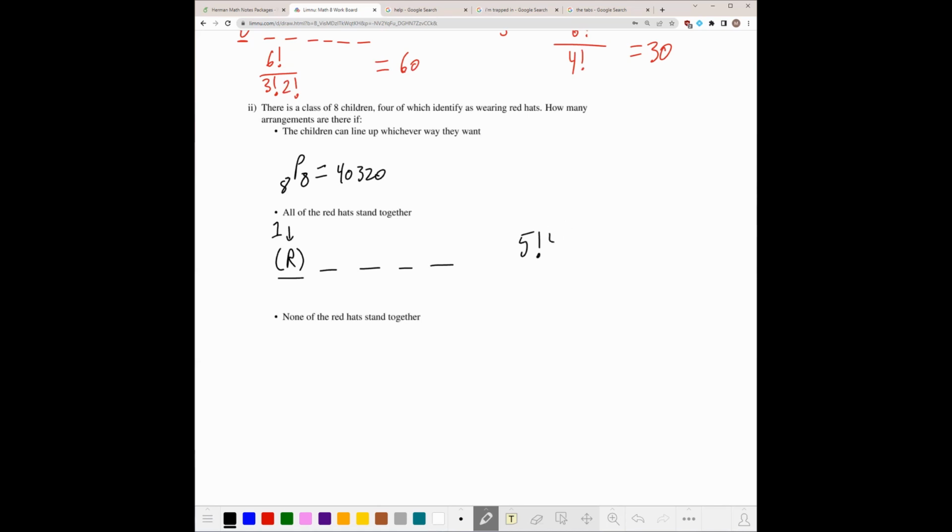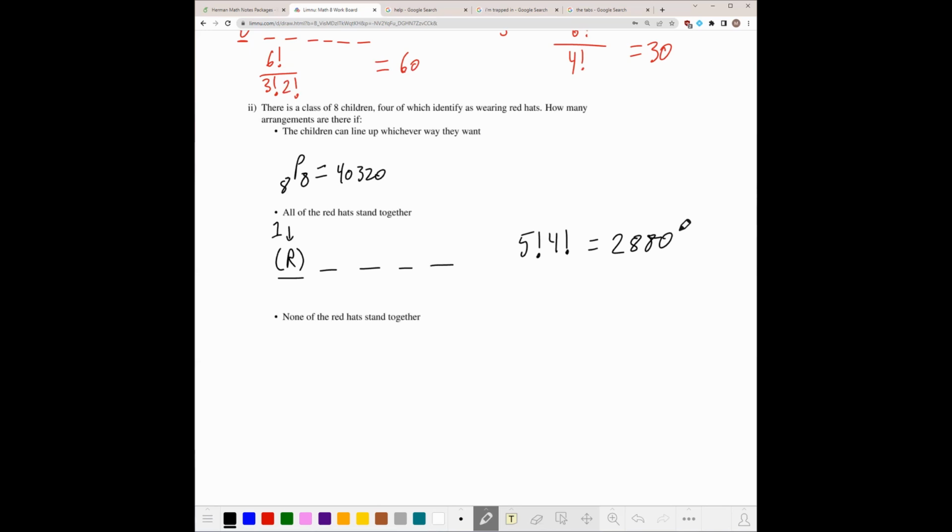So we have to take our 5 factorial and multiply it by the fact that in each of those 5 factorial ways of lining up, there are different ways that that group can line up. So that's 120 times 24, which means we have 2,880 ways to have our group lined up.